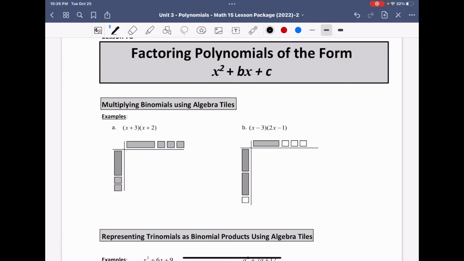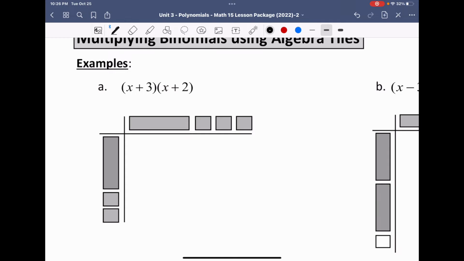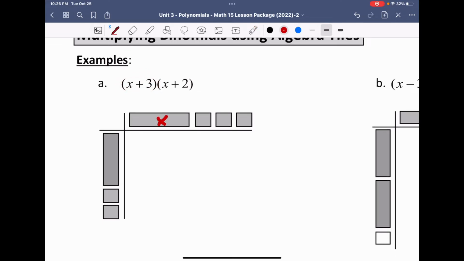If I look at example A below, they've already set up the algebra tile system for us. We just have to identify what represents what here from our binomials. So if I have an x plus 3, we're going to indicate that our x units are the rectangles and each of the small squares is represented by a single unit. Meaning on my top side here, I have x plus 1 plus 1 plus 1, that's x plus 3.